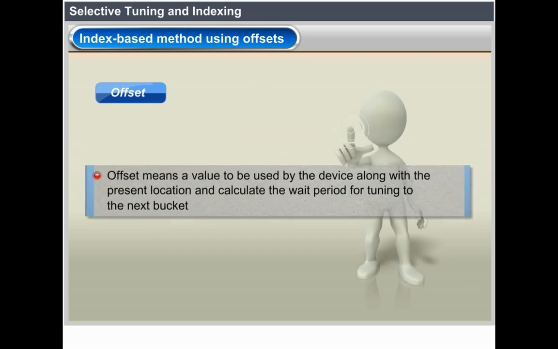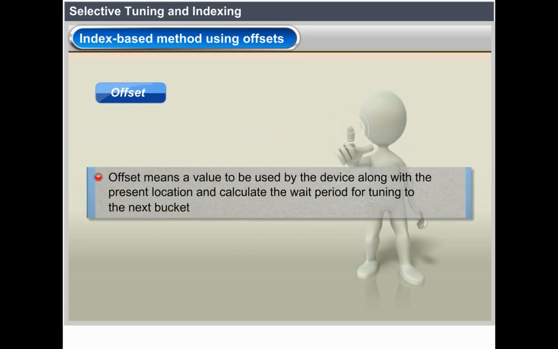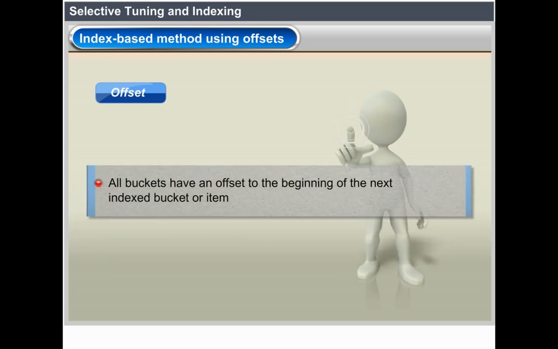Offset. Offset means a value to be used by the device along with the present location to calculate the wait period for tuning to the next bucket. All buckets have an offset to the beginning of the next indexed bucket or item.